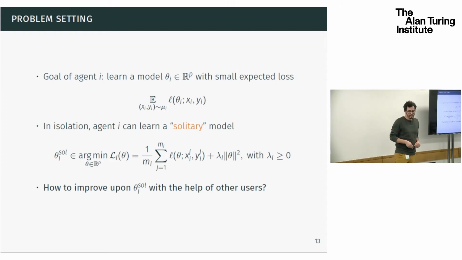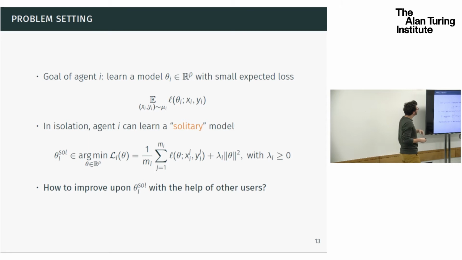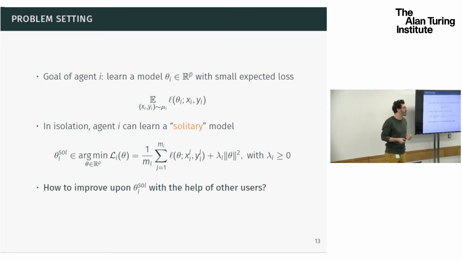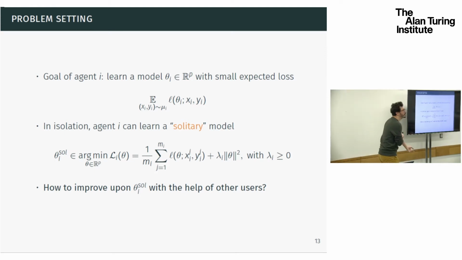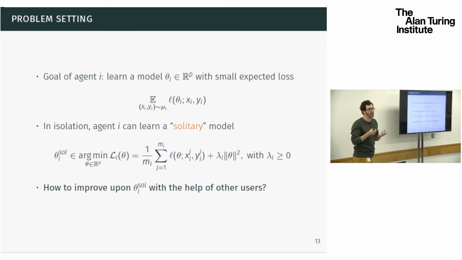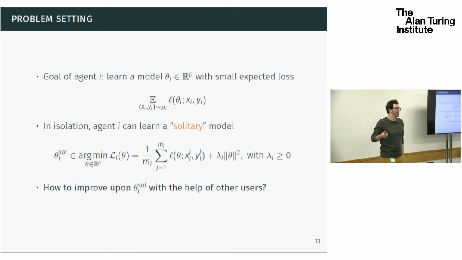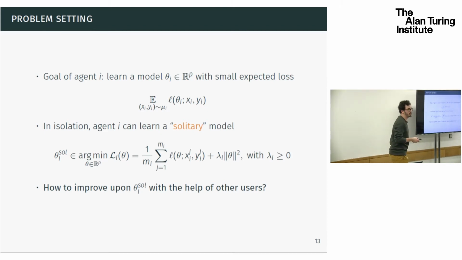This is just recalling the high-level goal of machine learning. From the perspective of agent i, what agent i would like to do is learn a model theta i which has small expected loss. This is the expectation of the loss over data drawn from the distribution of user i. Typically, we don't know this distribution, so a standard approach in machine learning is regularized empirical risk minimization. If I assume agent i doesn't talk to anyone and is not aware that there are other users out there, what agent i could do is learn what I call a solitary model, which is just finding the parameter theta that minimizes the average loss over its local data set, plus maybe some regularization.